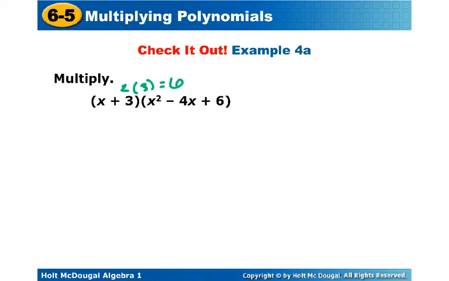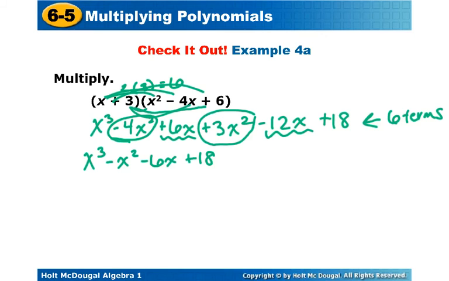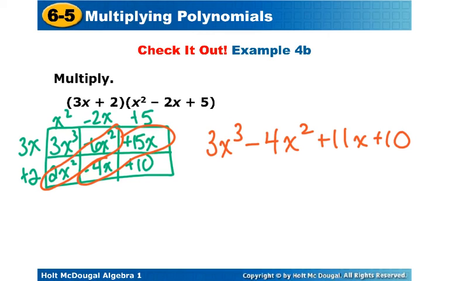So, the answer for this would be x cubed minus x squared minus 6x plus 18. So before I simplified, I did have those 6 terms. Alright, next one. And there you have example B.